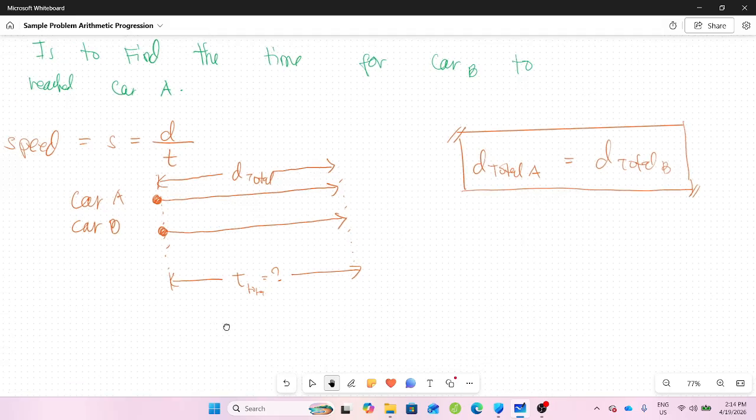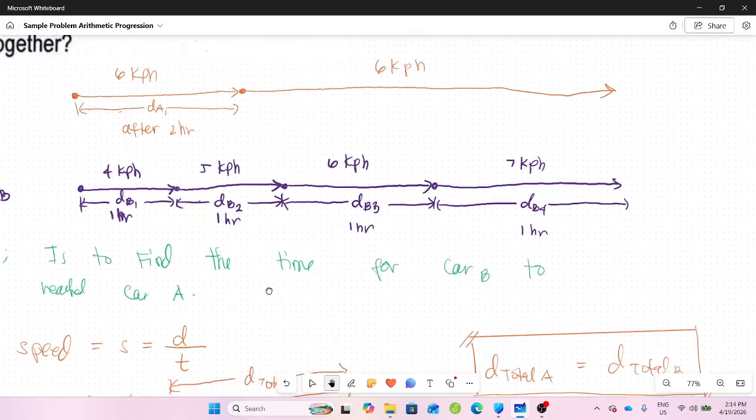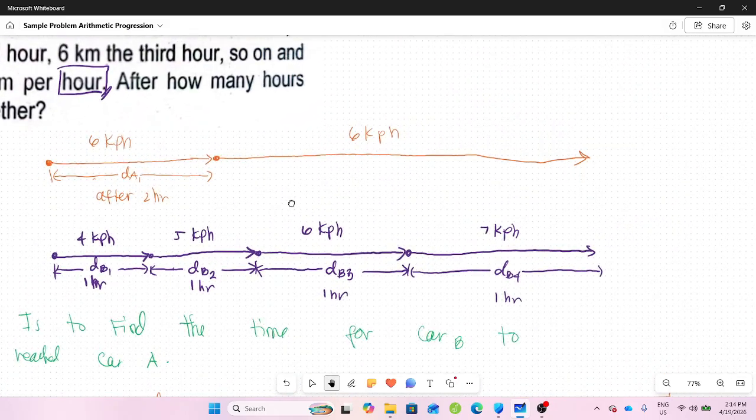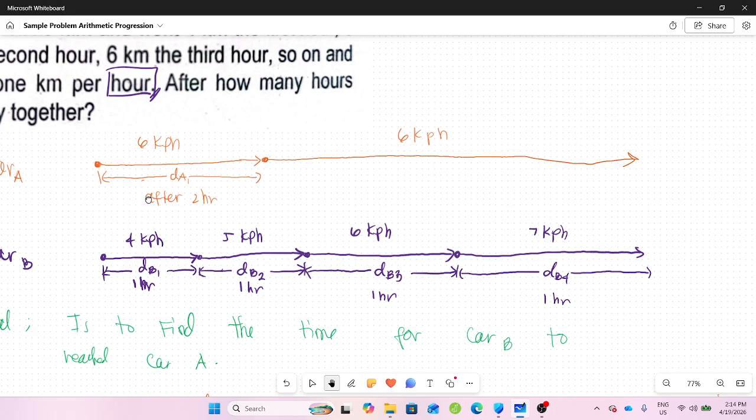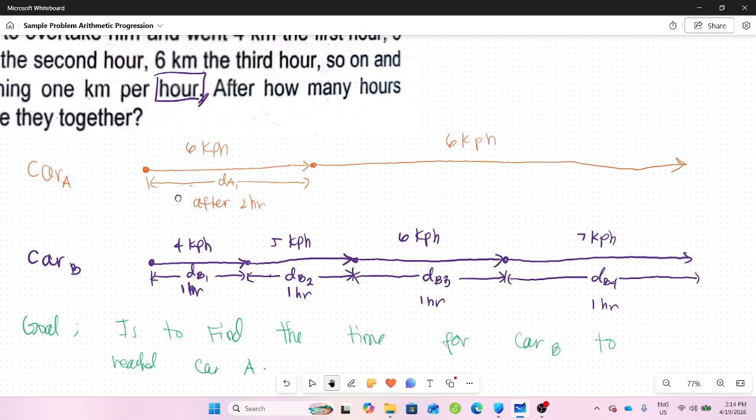Now, going back here, we want to know how much distance is traveled by car A. So, how much distance would you think is covered by car A? Let's do that one. Let me use another color.